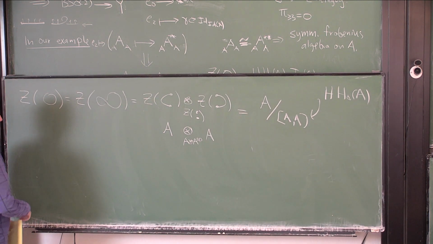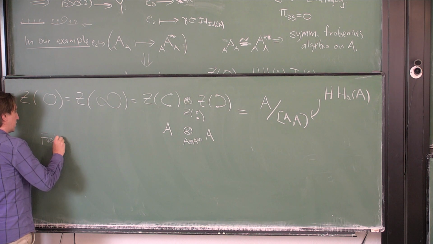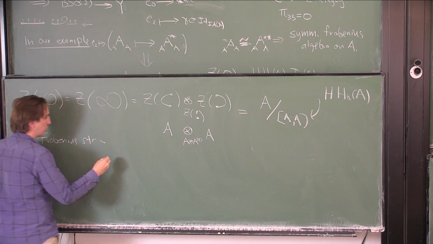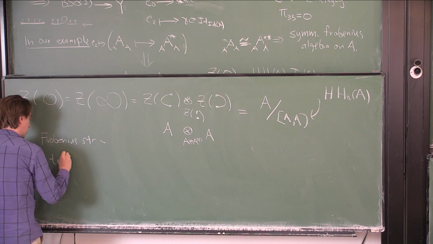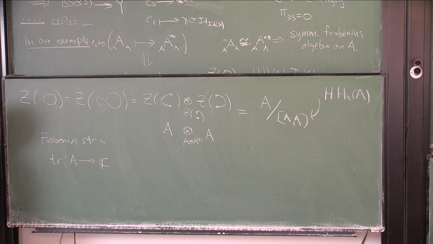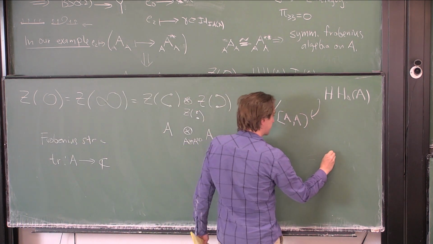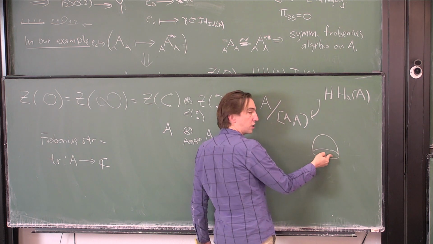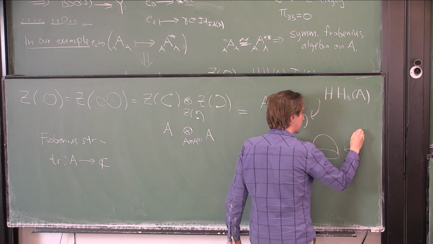Okay, but what is a Frobenius structure? A Frobenius structure is exactly the data of a trace from A to the ground field. And so that is what we get when we take the circle and we cap it off. So this is the Frobenius trace.